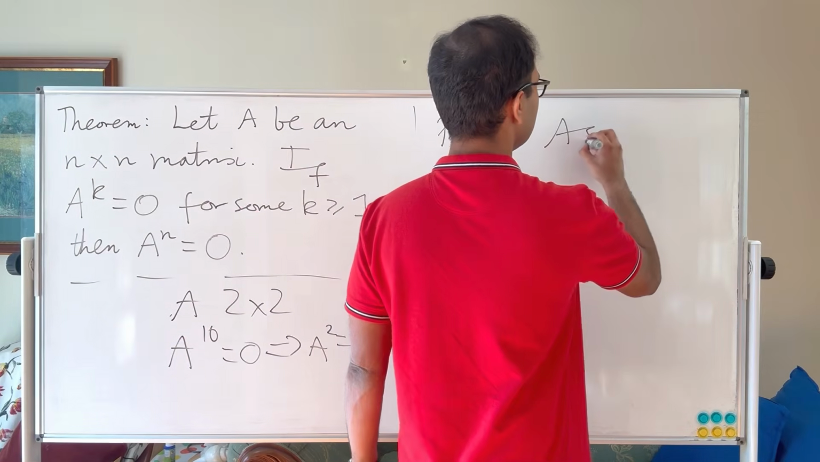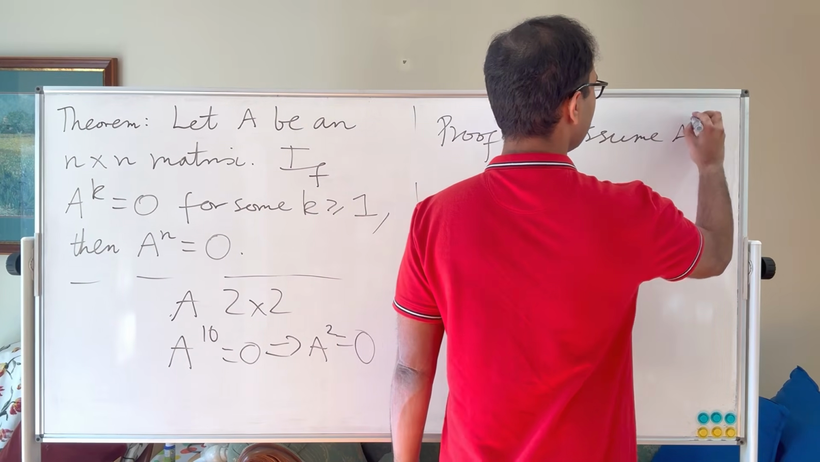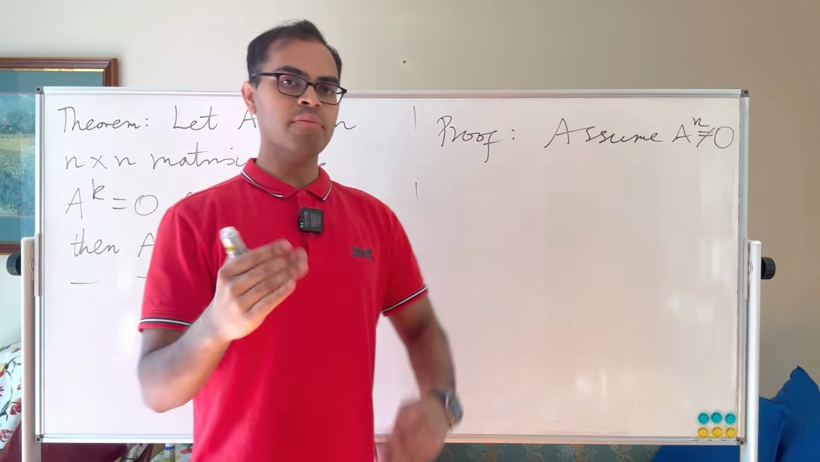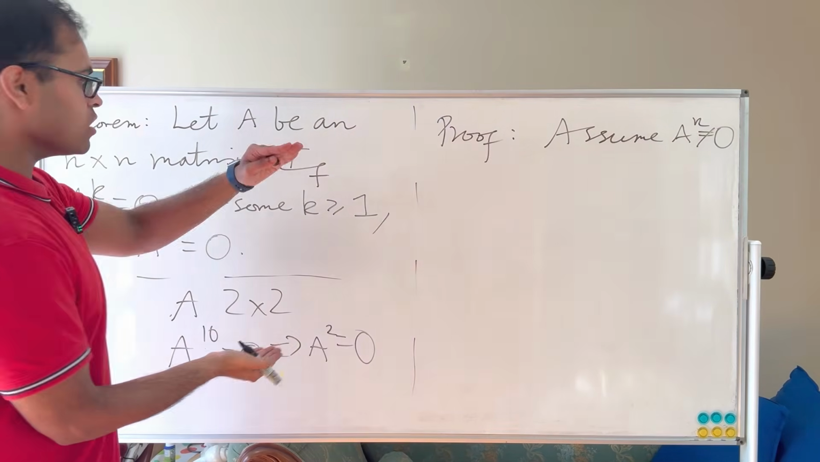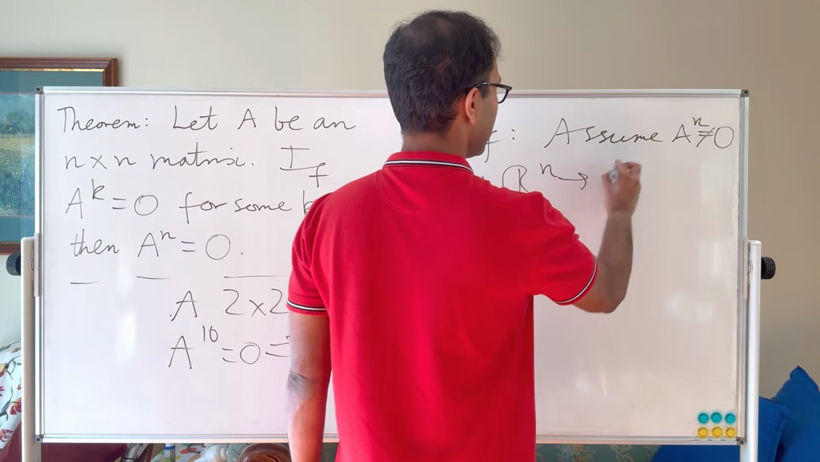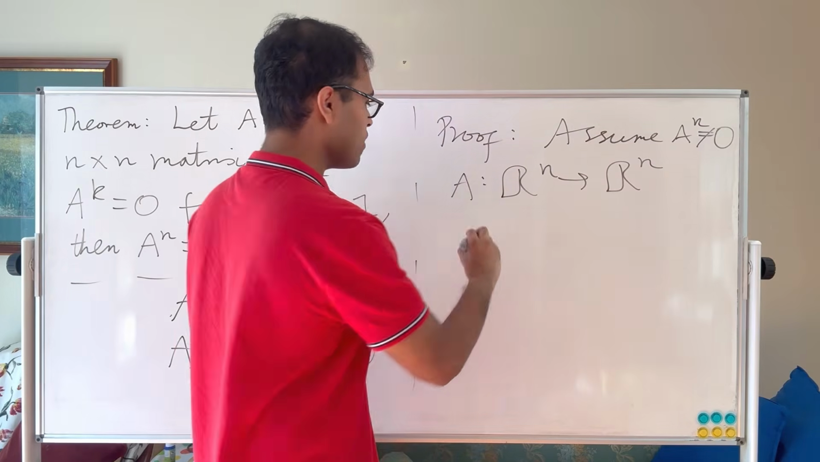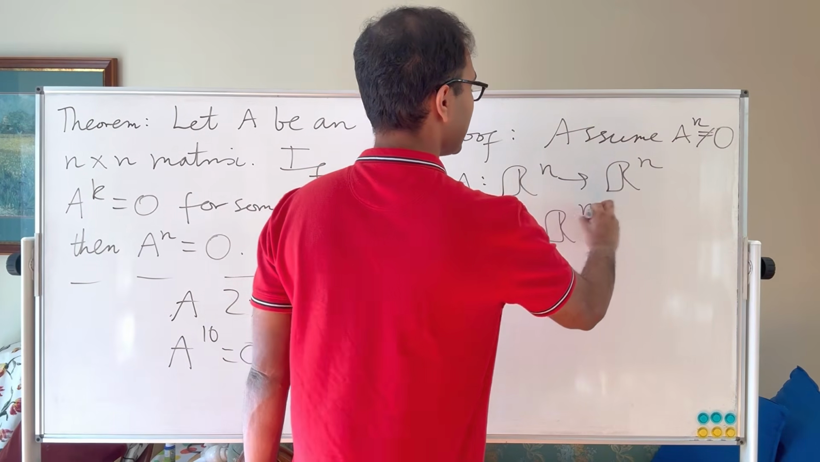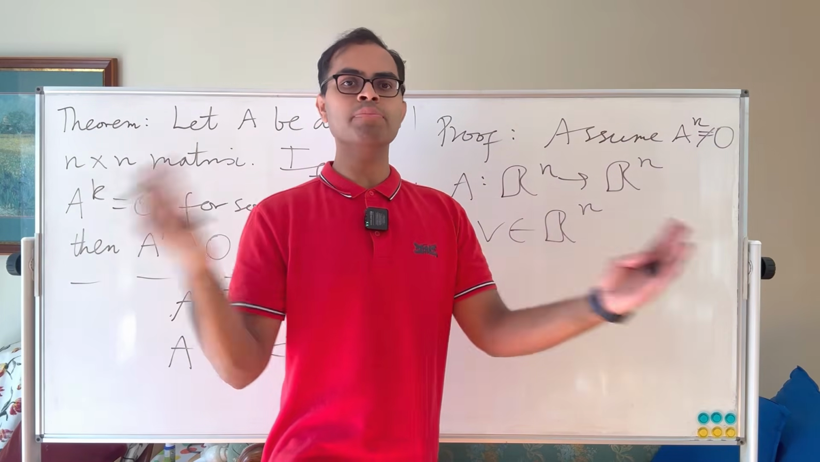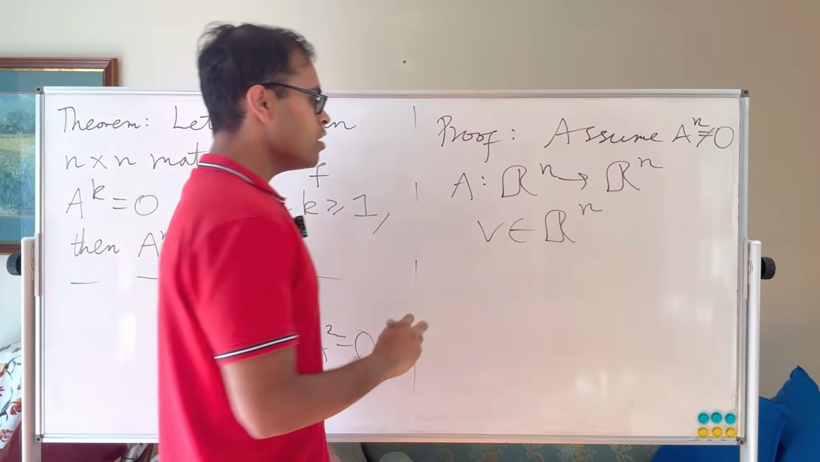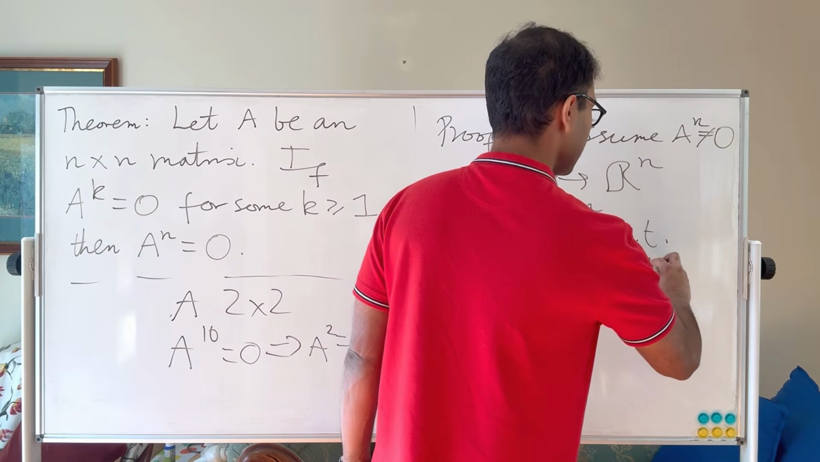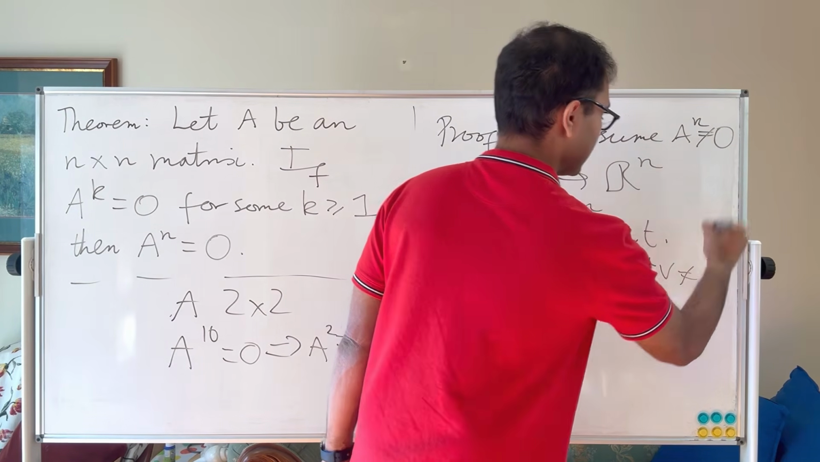Assume that A to the n is non-zero. If A to the n is non-zero, that means there is some vector v, say an n by 1 column vector. We're thinking of A as a transformation from Rn to Rn. So we can take some vector v in Rn such that A to the n v is non-zero, because A to the n is non-zero. So there's some v such that A to the n v is equal to something non-zero.